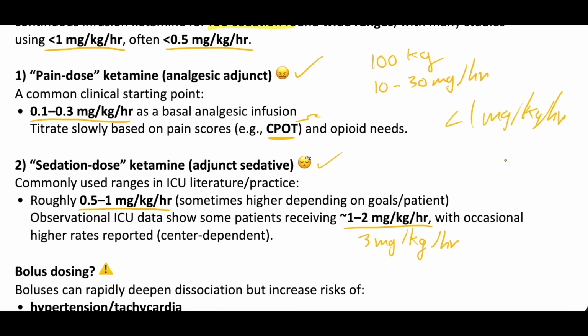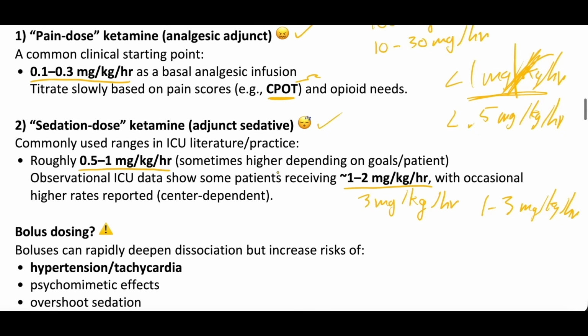So if you're just starting a ketamine infusion on someone on mechanical ventilation for an analgesic adjunct, you should be at this less than 1 milligram per kilogram per hour, probably even less. Actually, it'd probably be better to say less than 0.5 milligrams per kilogram per hour for an analgesic adjunct. If you're trying to use ketamine as a sedative, your doses are going to be higher, right? Probably somewhere between 1 and 3 milligrams per kilogram per hour, just from an educational standpoint.